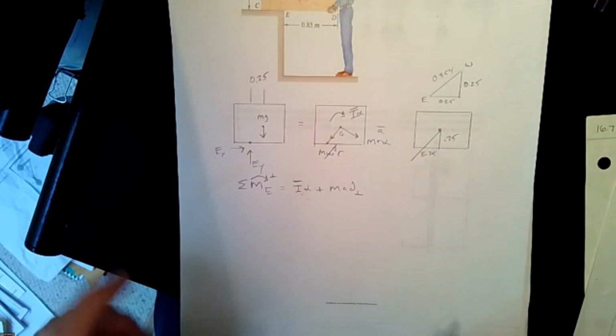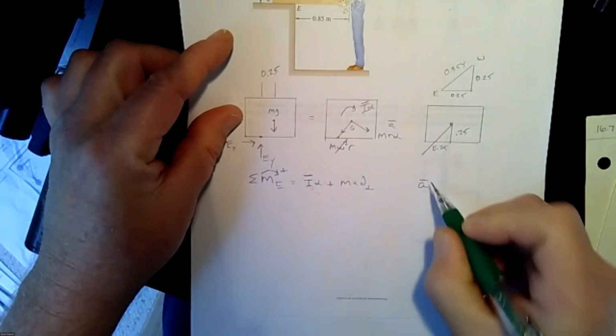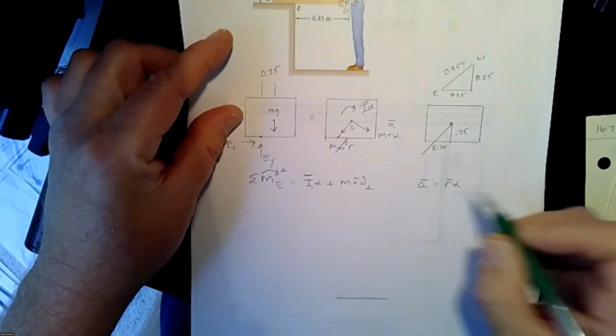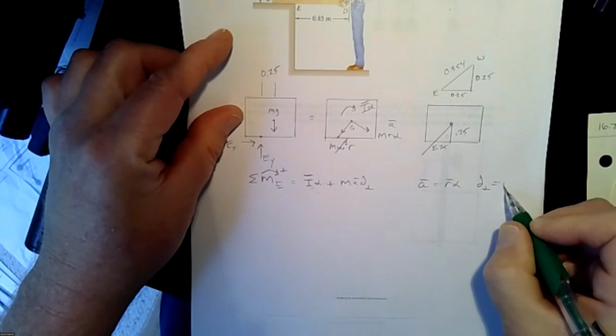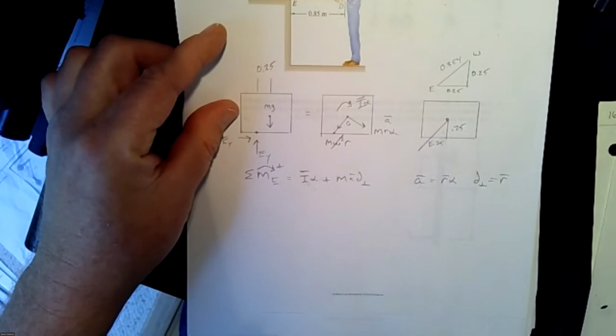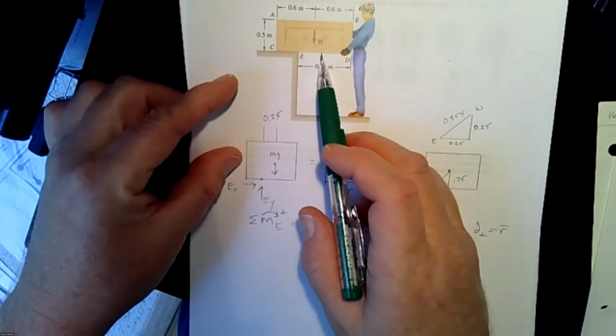All right. So if I look at just my m a, which I know that acceleration, of course, is going to be r alpha, and my d perpendicular is just r bar. Okay. So when I go ahead, what are the moments about E? The only moment really is the weight.